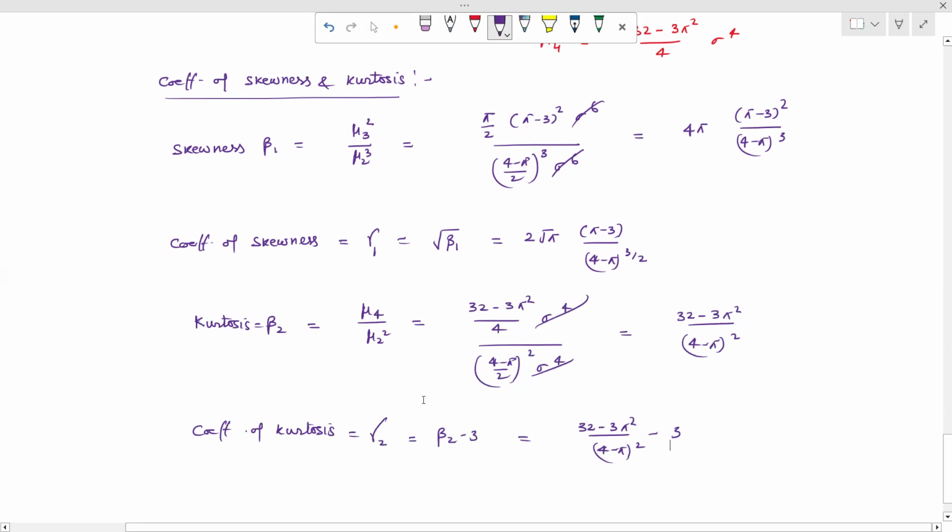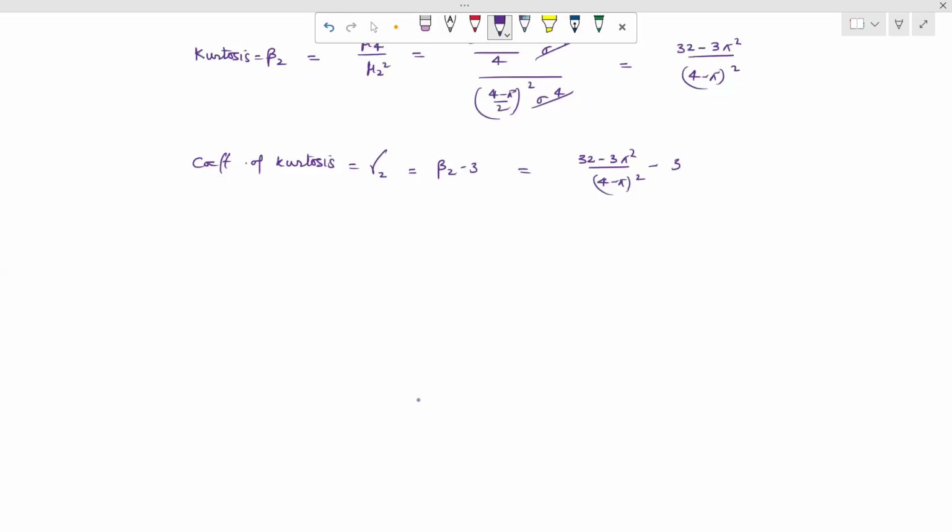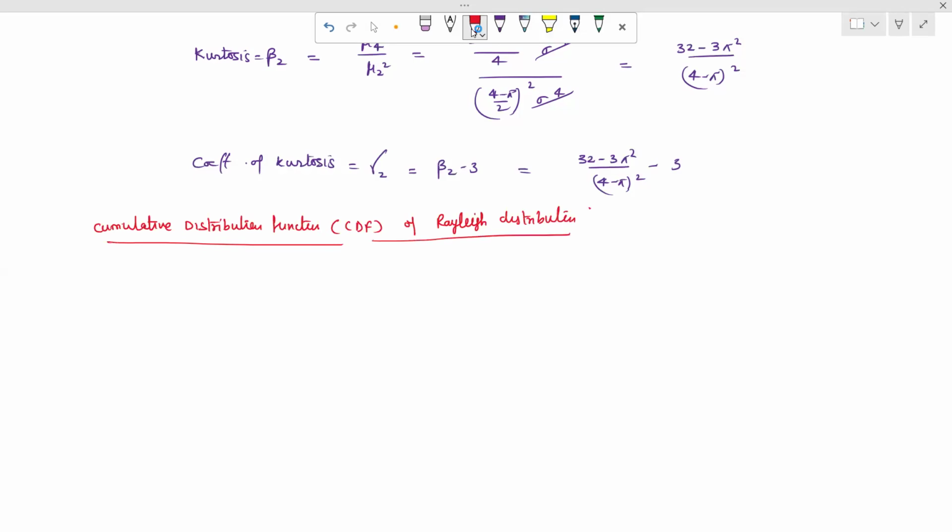Now, after understanding the coefficient of kurtosis, we move to the cumulative distribution function, that is CDF, the CDF of Rayleigh distribution. So how to calculate the CDF of Rayleigh distribution?